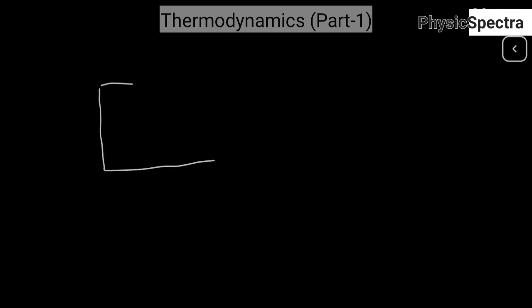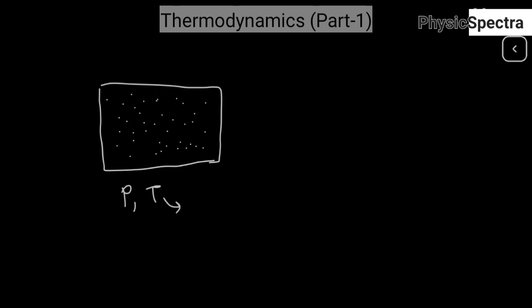Let's say we have a container. Now in this container, or we can say system, we are having some gaseous molecules. Now these gaseous molecules have some particular pressure and some particular temperature. For example, let's say the temperature inside this system is 50 degrees centigrade.